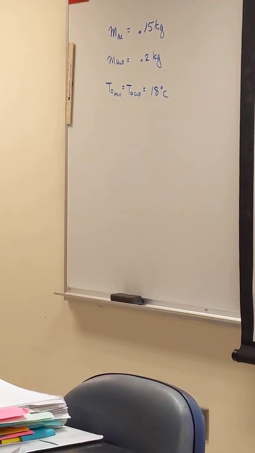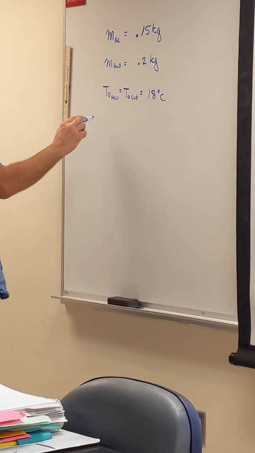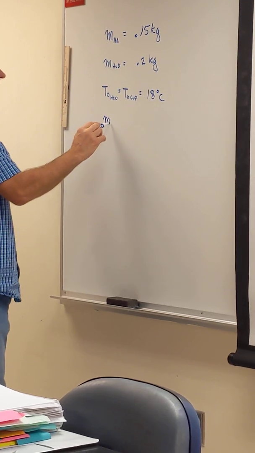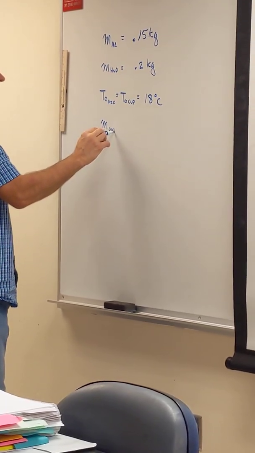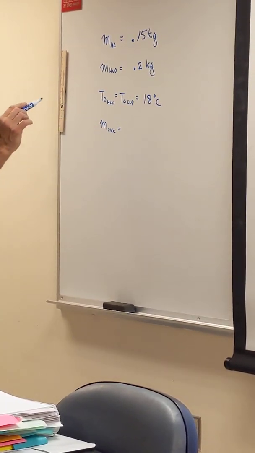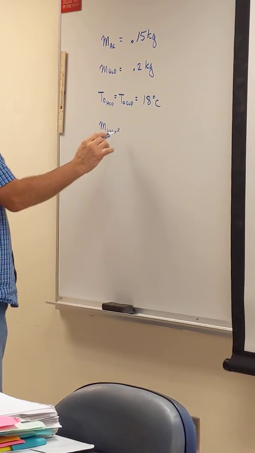So what am I doing? I'm just writing out known information. M of unknown is what? 0.04.